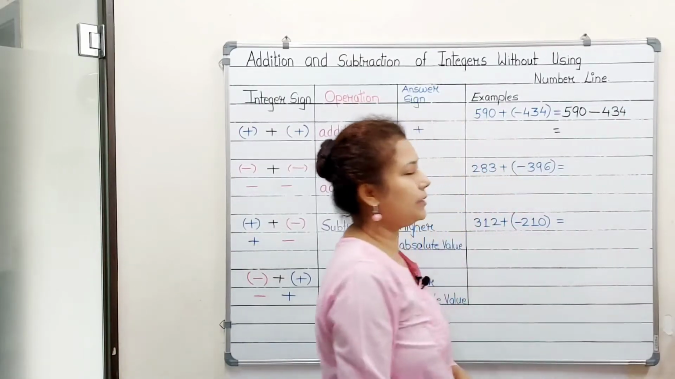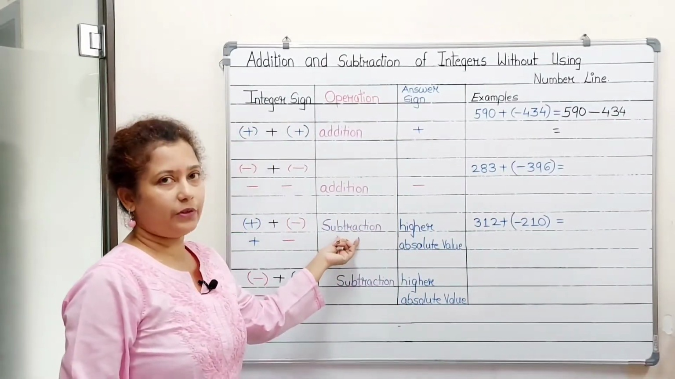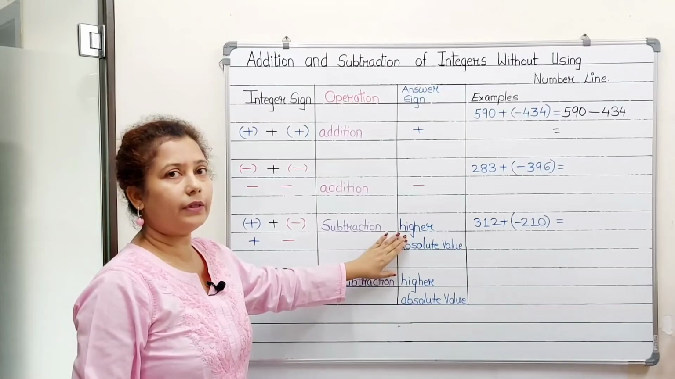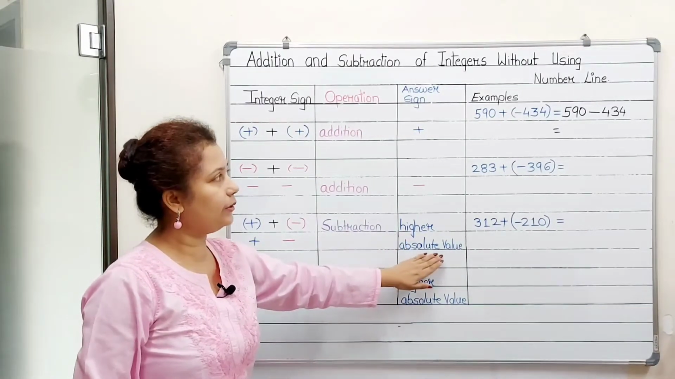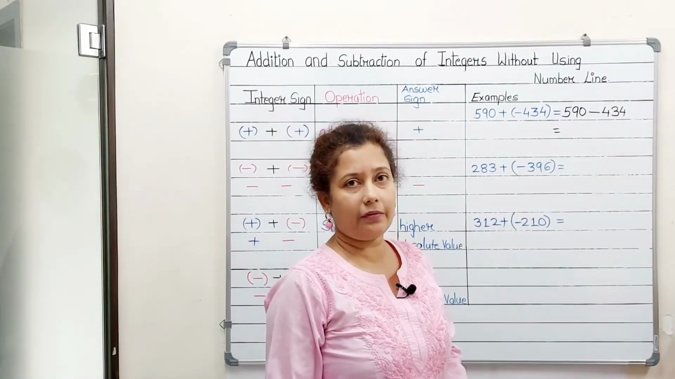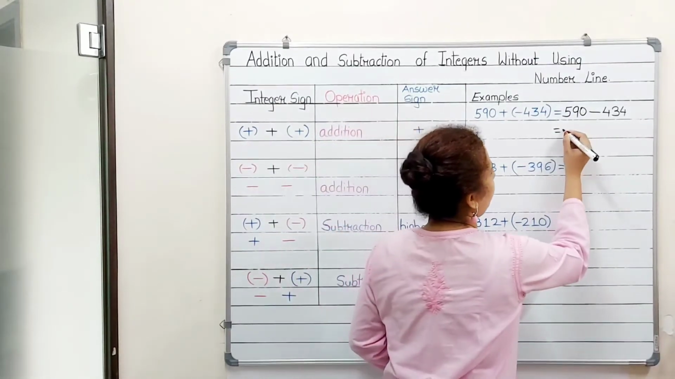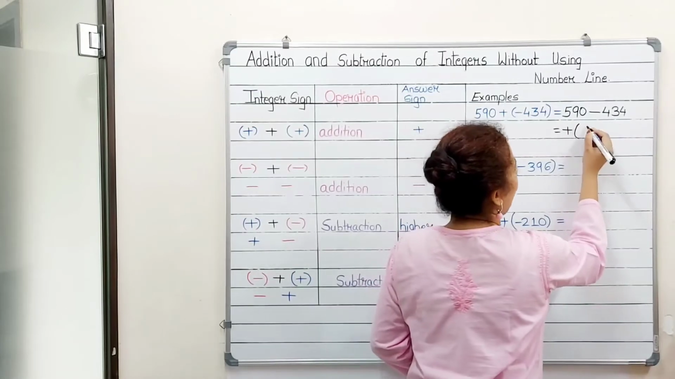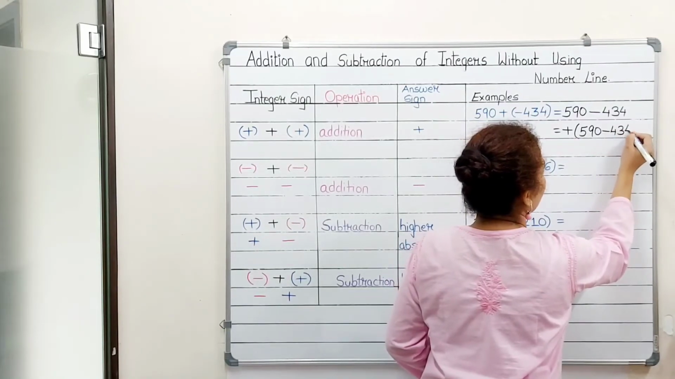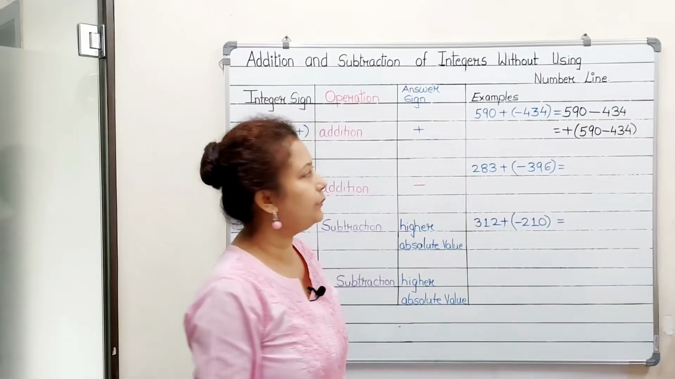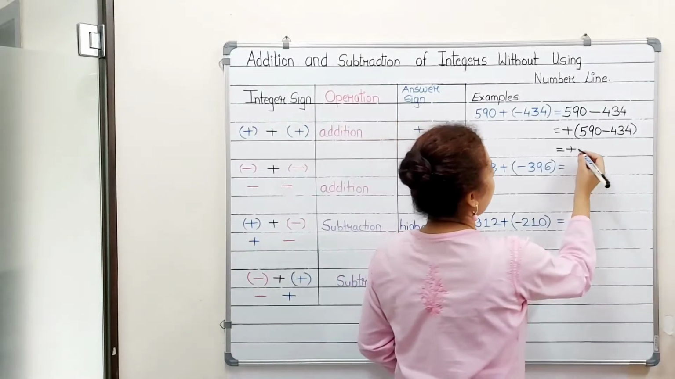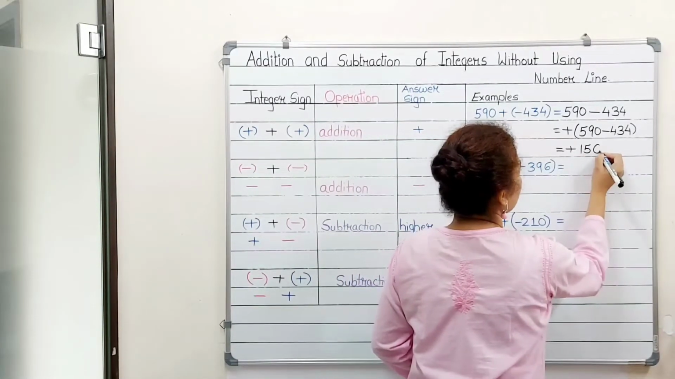So here one integer is positive, one is negative. So we do subtraction of the absolute values of the integers and we give the sign of the integer having higher absolute value. Here higher absolute value is 590 and the integer is having the positive sign. So the answer will be positive and we have to subtract the absolute values. 590 is the higher absolute value. So we will subtract 434 from 590. So here the final answer will be positive. The answer we get is plus 156.